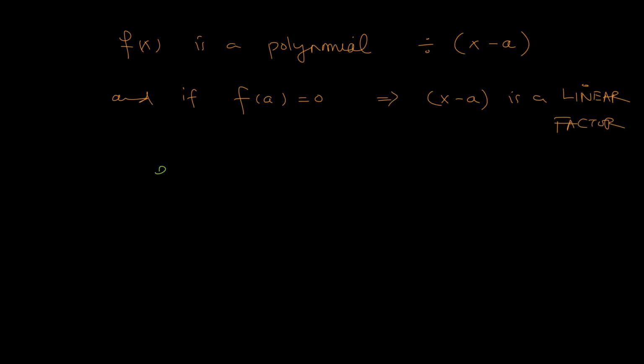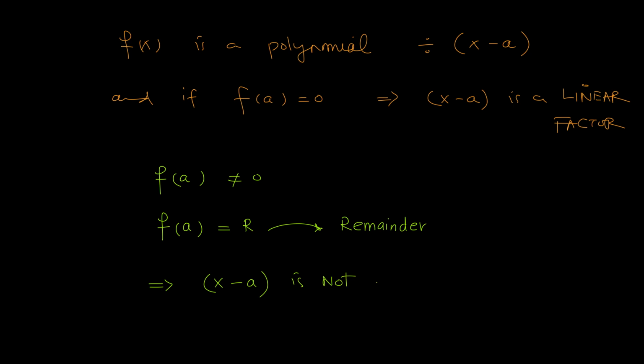What if f of a does not equal 0? f of a equals a value r. This r is actually the remainder. Then the conclusion is x minus a, the linear expression, is not a factor because it leaves a remainder. This is the basics of remainder theorem.